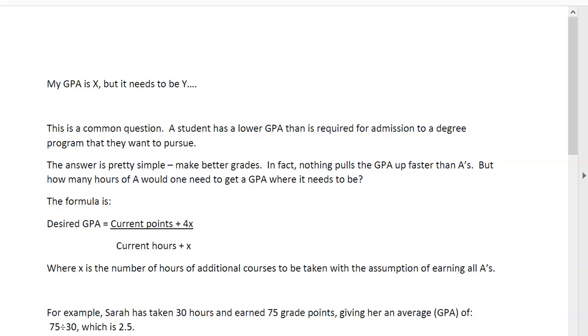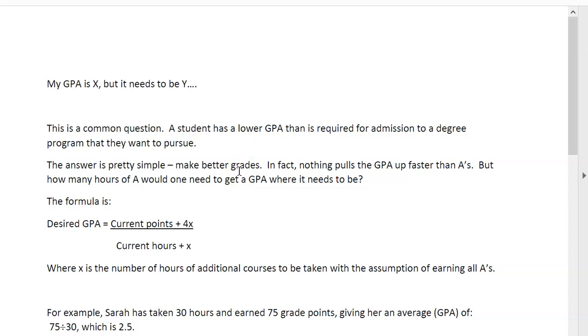All right, so I was about to write all this out and show it to you, and I thought, why? I have already typed this up in the past. So here's something I put together a couple of years ago. I did this for an orientation class. I called it, my GPA is X, whatever number, but it needs to be Y. It needs to be a higher number. A student has a lower GPA than required for admission to a degree program they want to pursue. The answer is pretty simple: make better grades.